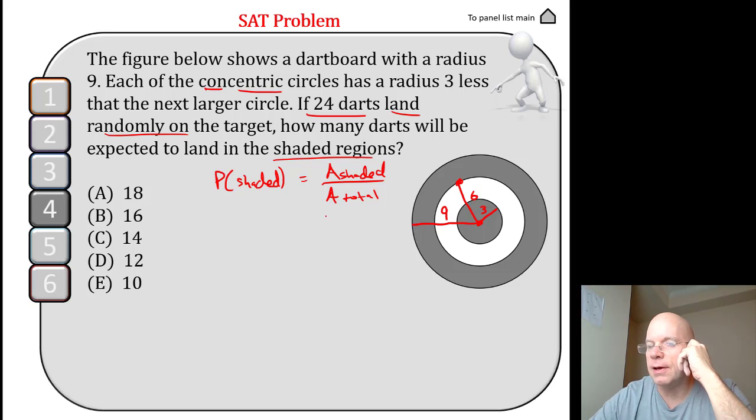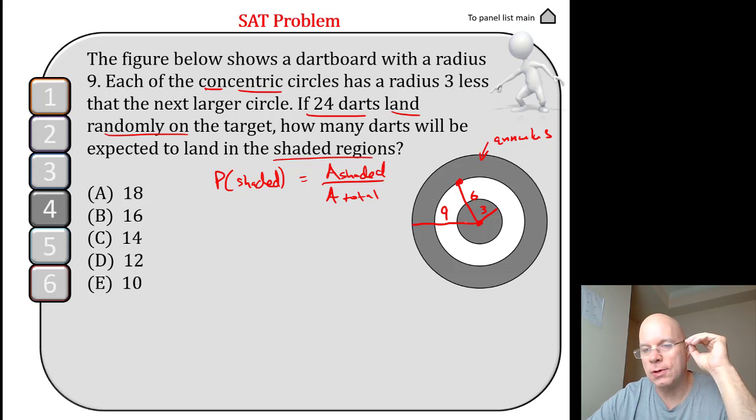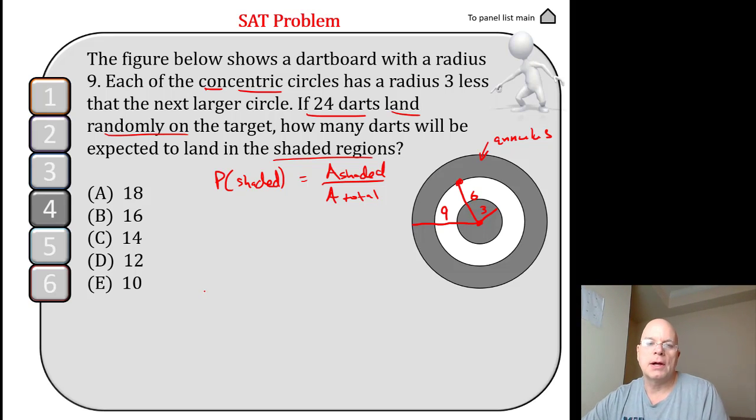And the area of the gray rings, or this small gray circle and this outer gray ring, is called an annulus. A donut shape, a flat 2D donut. The sum of those 2 gray areas, the small gray circle and this annulus, will represent our favorable outcomes. Our total two-dimensional space that represents favorable outcomes landing in the gray.